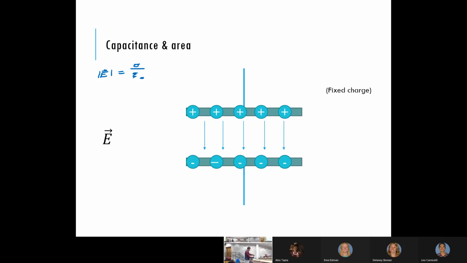So I charge up the capacitors, I disconnect them so the charge has nowhere to go, and then I physically stretch the plates, make them larger in size. What happens to the equipotential lines between the two capacitor plates? Go ahead, talk to your neighbor, see if you can come up with an idea. Go. What happens to the lines as I stretch this?